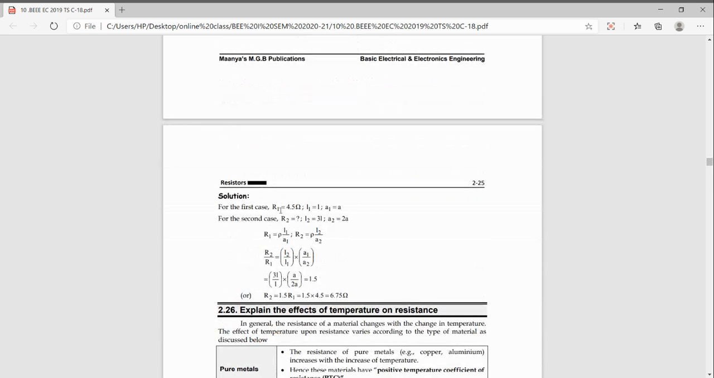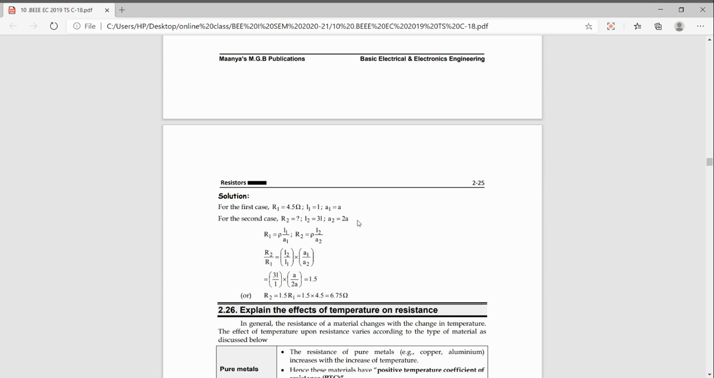So R1 is equal to 4.5 ohms. L1 is equal to L, A1 is equal to A. In the second case, R2 we have to find out, and L2 is equal to 3 times the first one, so that is 3L. And A2 is equal to 2 times the cross-sectional area of the first one.